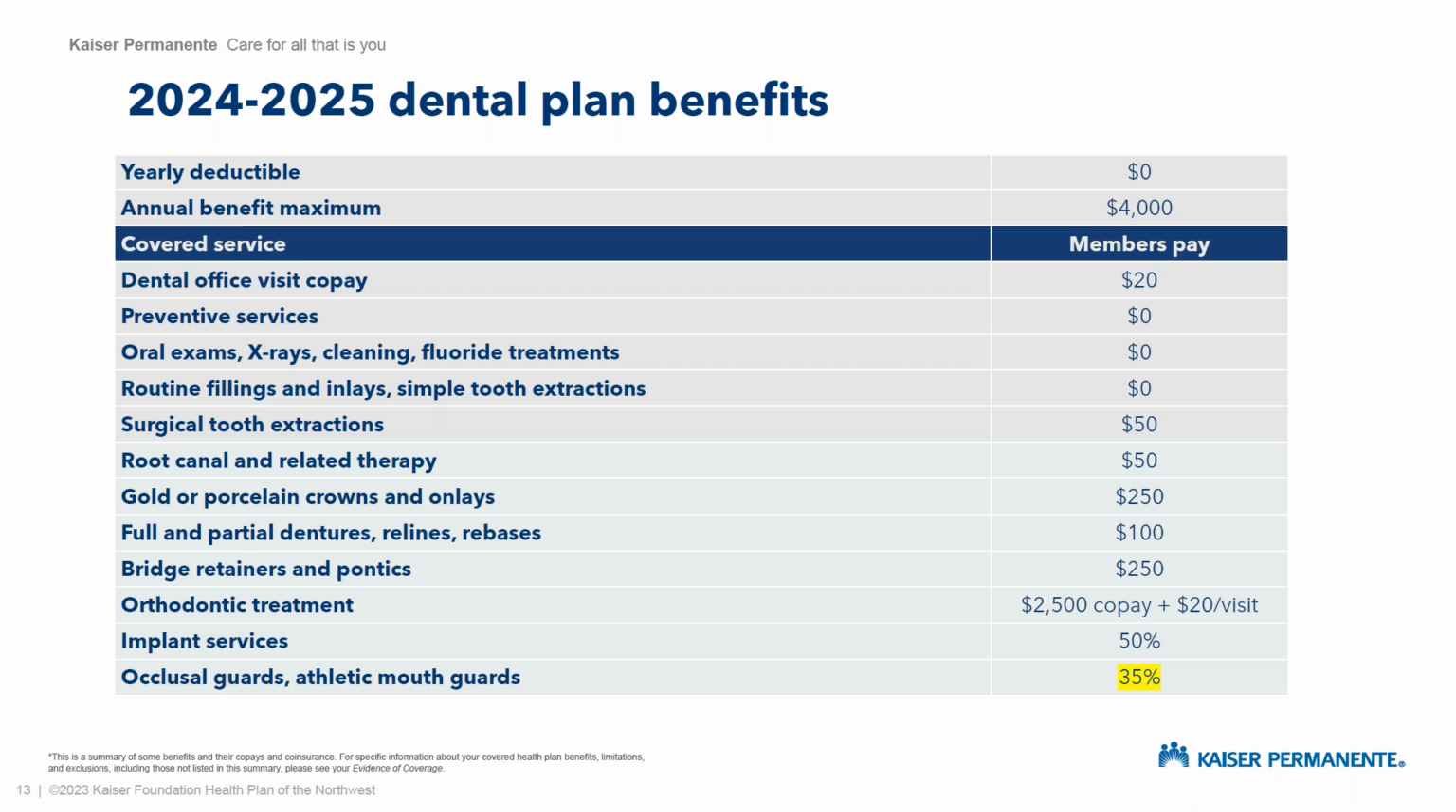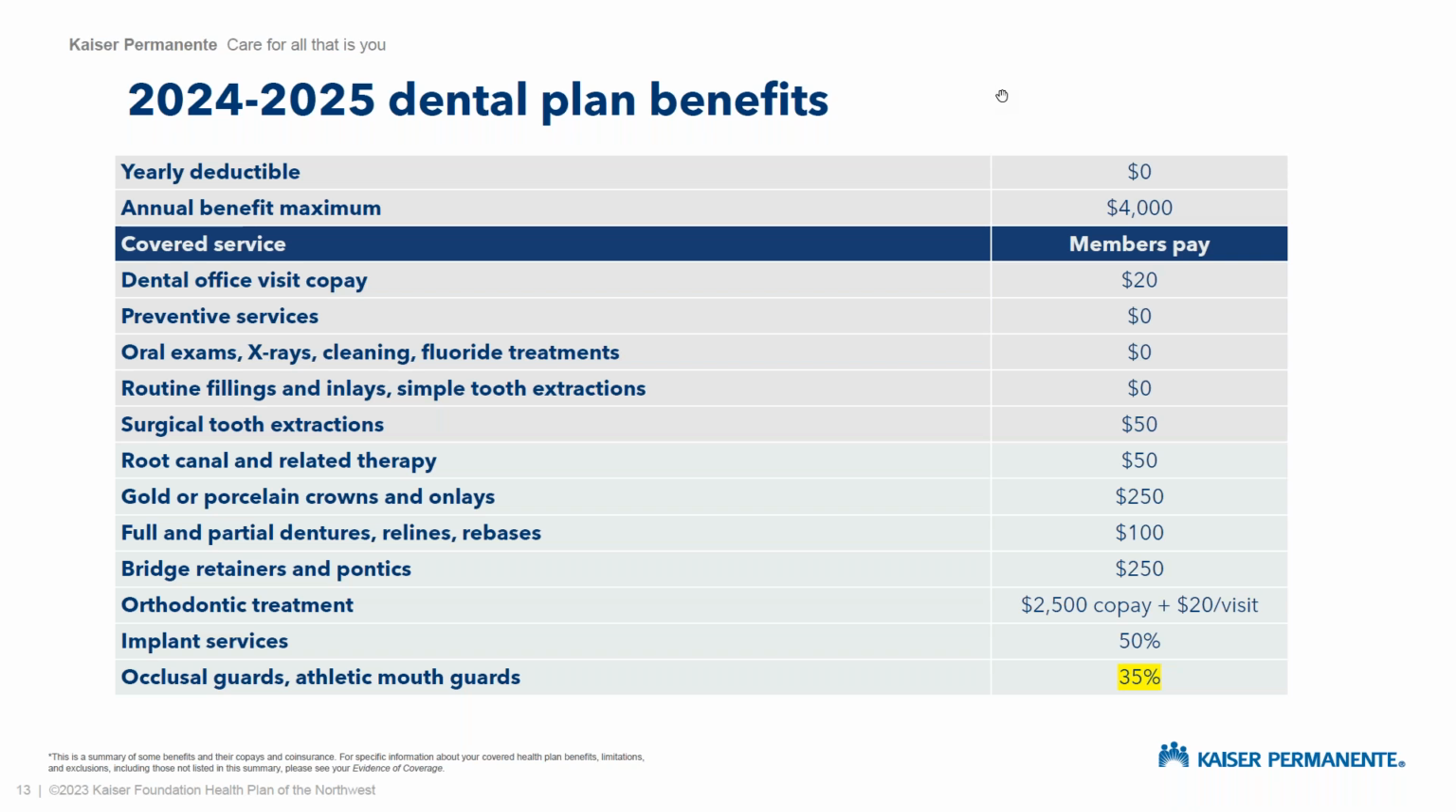There is no deductible for the Kaiser Permanente dental plan. Each time a member comes in, you'll pay a $20 office visit copay. This office visit copay is waived for preventive services. The office visit copay will cover the cost of most basic services, but members will have some additional cost on restorative and major services such as root canals, crowns, bridges, implants, and orthodontia treatment, as seen on screen.